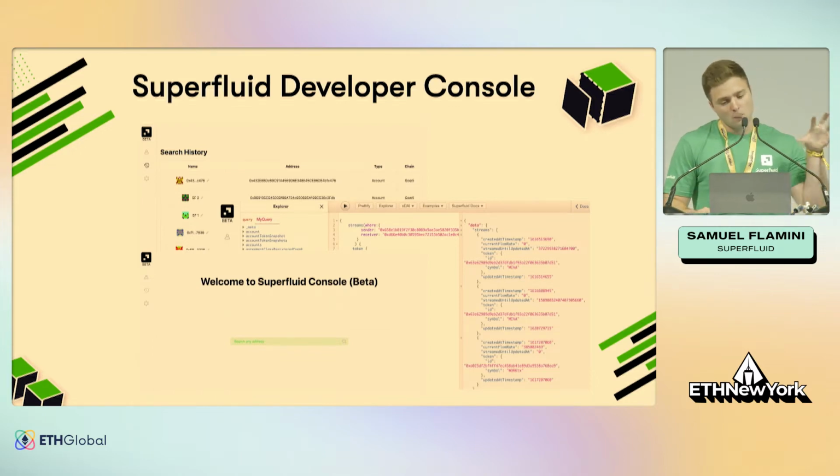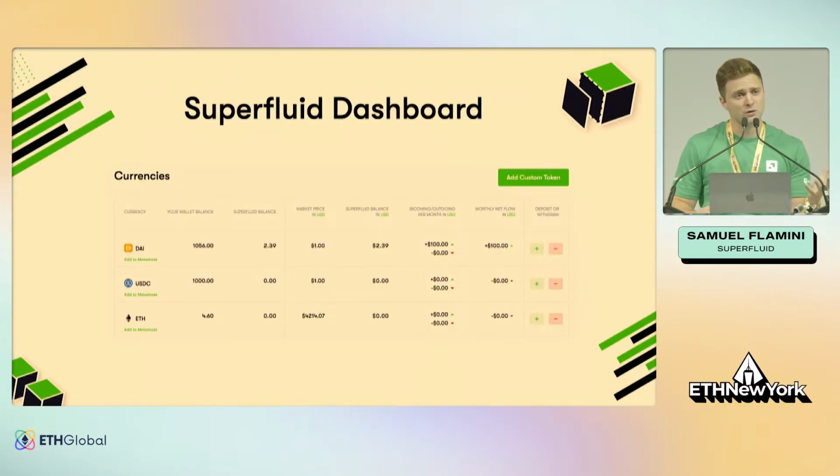One tool we'll go through is the Superfluid Developer Console that lets you see any streams that are associated with your accounts. It'll let you check super token balances, and it's just a really useful tool overall. We also have a dashboard that lets you create, update, or delete streams without writing any code at all. It's just a good thing if you want to open a stream to a friend to try it out. You can go to the dashboard and test that live there.